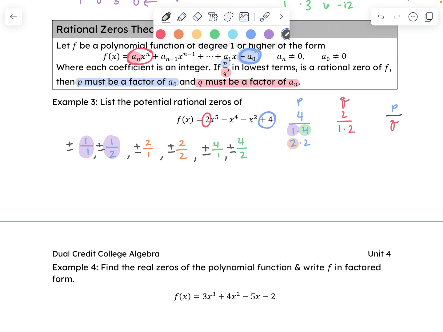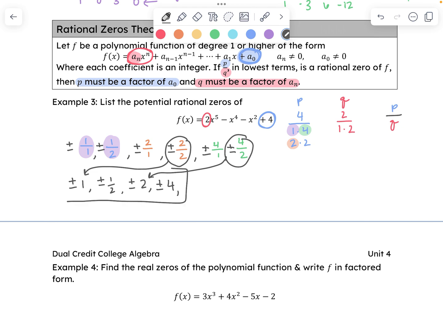And I do have to simplify them. So 1 over 1 would just be plus or minus 1. Then I have plus or minus 1 half. 2 over 1 would be plus or minus 2. And then if I have 2 over 2, well, that gets me back to 1, so I don't need to repeat it. 4 over 1 would be 4, and 4 over 2 would get me to the 2 as well. So these would be all of my possible numbers that I would try my synthetic division with.